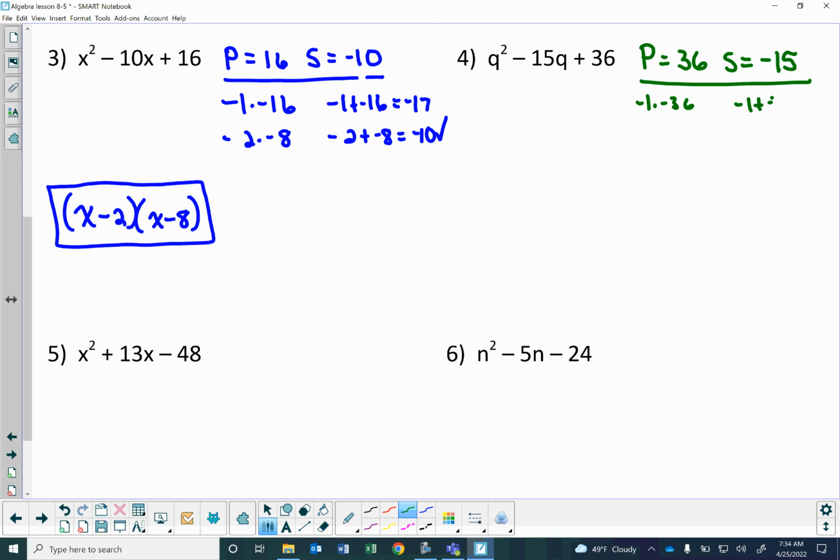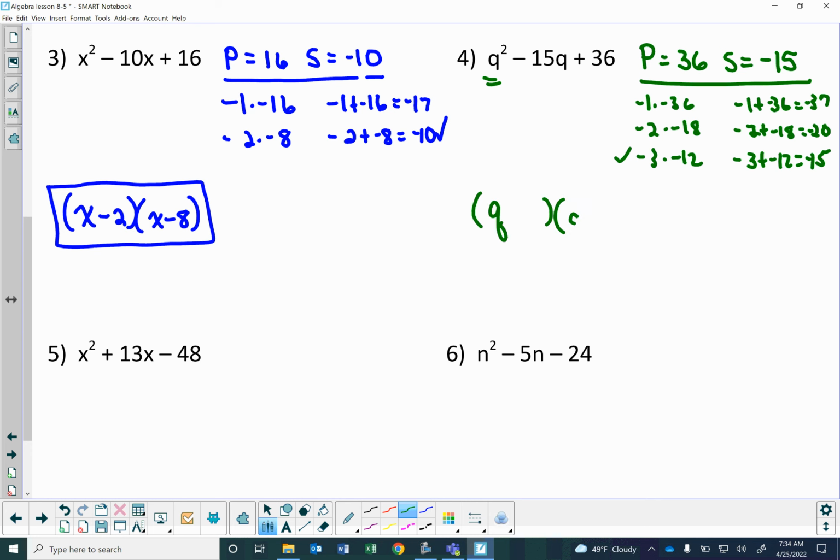Negative 1 times negative 36. Negative 1 plus negative 36 is negative 37. That doesn't work. Negative 2 times negative 18. Negative 2 plus negative 18 is negative 20. That doesn't work. Negative 3 times negative 12. Negative 3 plus negative 12 is negative 15. There we go. I've got my numbers. So I look at my first term. It's a q squared. So I have q and q. And I will have a minus 3 and a minus 12, or a minus 12 and a minus 3.